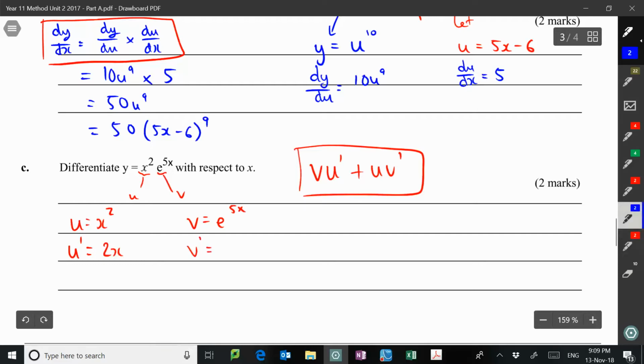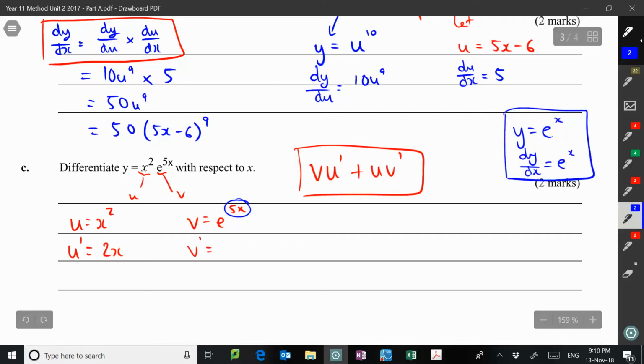You're meant to get better at your chain rule by this point. But let's say you didn't know how to do this. e to the 5x. See, 5x is not what we know. According to the rules we know, we only know e to the x. The derivative of e to the x is itself. That's it. We only know e to the x. We don't know e to the 5x. So what are you going to do?